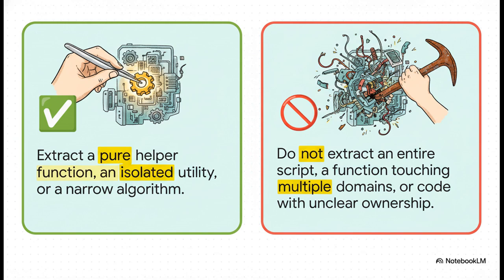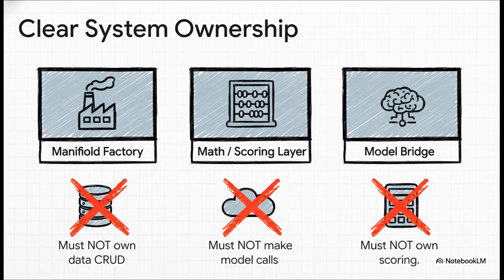You could pull out a small, pure function or maybe a single, self-contained algorithm, but you were absolutely forbidden from copying an entire file or anything that touched multiple parts of the old system. This kind of discipline is how they kept the new system clean and avoided inheriting all the mess from the past. And that discipline carried right over into the new system's design.